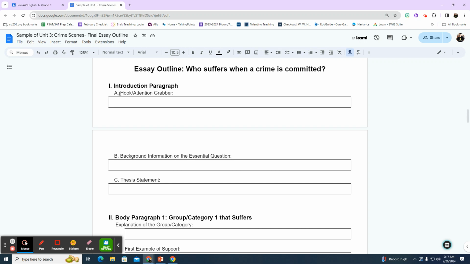Now, as you know, an introduction has three parts. We've done this numerous times in this class. You want to start off your paper with a nice hook or attention grabbing sentence.